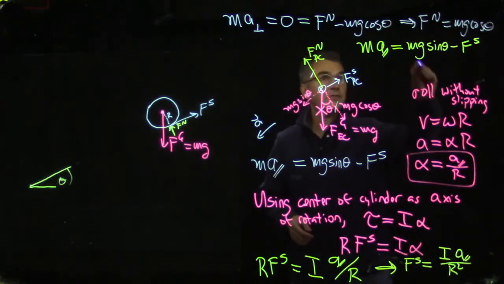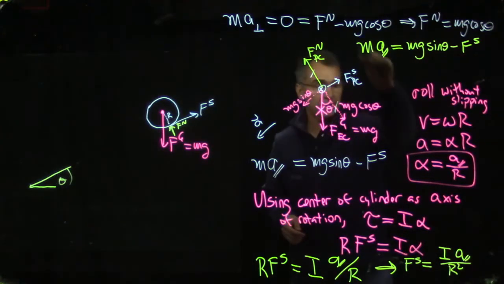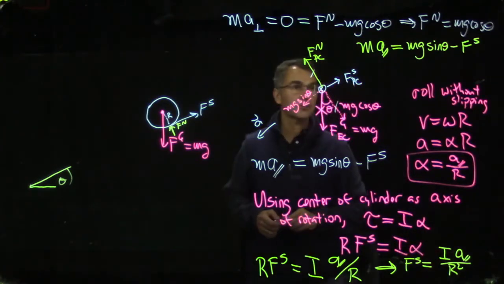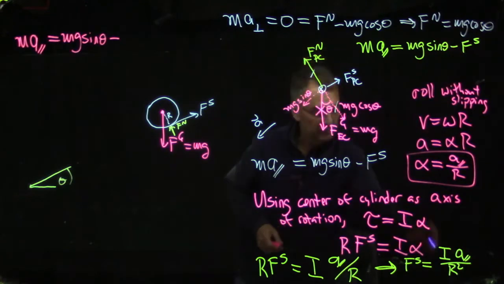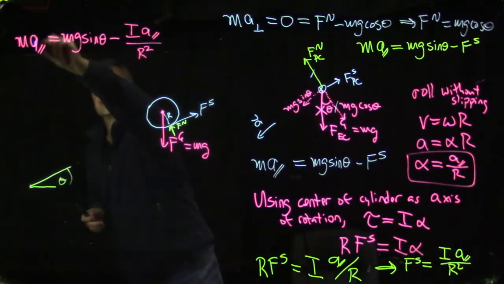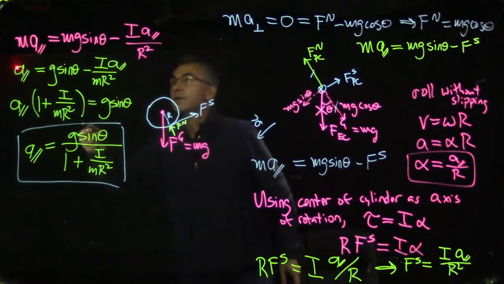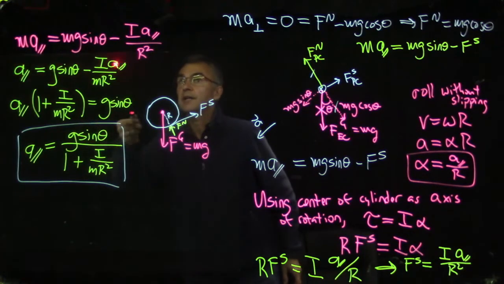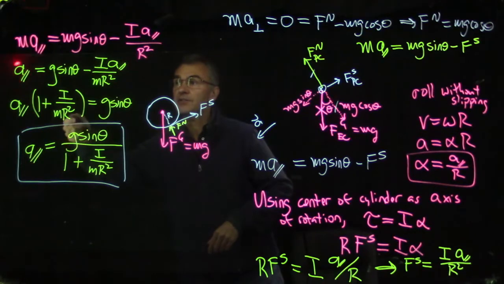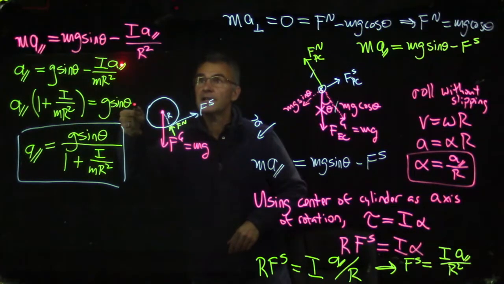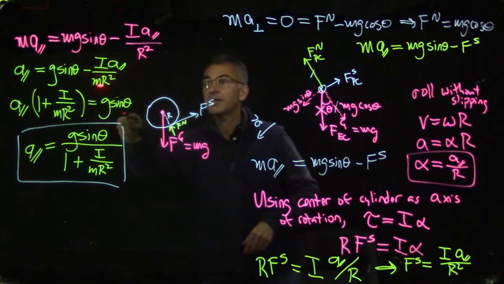So now let's take this result and this result and combine them, and I think that will tell us something useful about the acceleration. We'll plug in our expression for f static from down here. Next we want to isolate the acceleration so we can solve for it. So we can divide both sides by m. That gives us the downhill acceleration equals g sine theta minus I a downhill divided by m r squared. So this r squared became an m r squared.